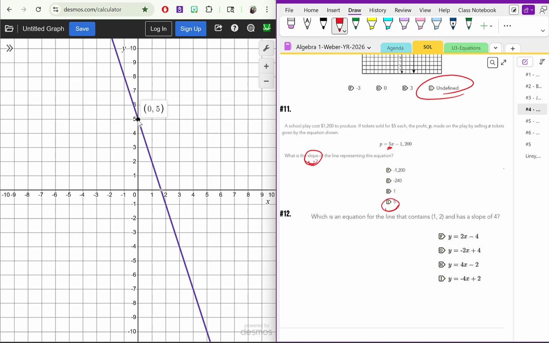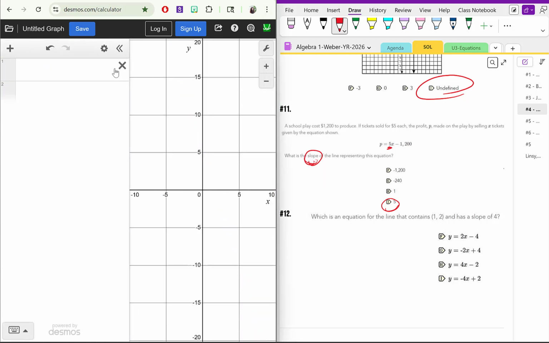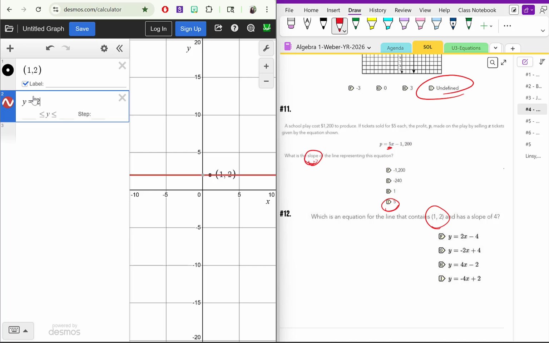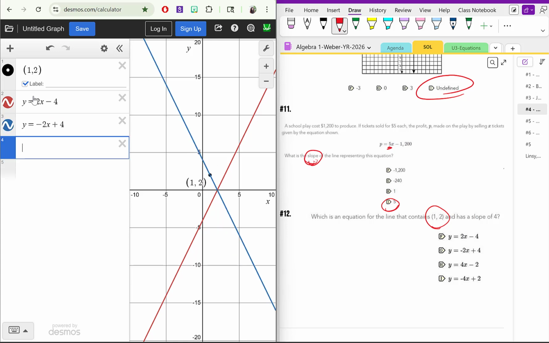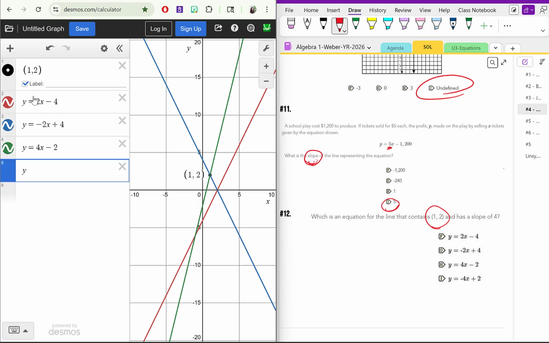Okay. Next one's a little bit more complicated. So go to the calculator and we are going to type in that point that they gave us. So I'm going to type in 1, 2. And then I'm going to type in all the options. Okay, and remember when you type in all the options, you're going to turn off all the colors. That way there's not too many things on the graph.